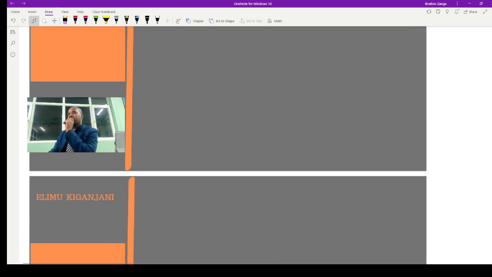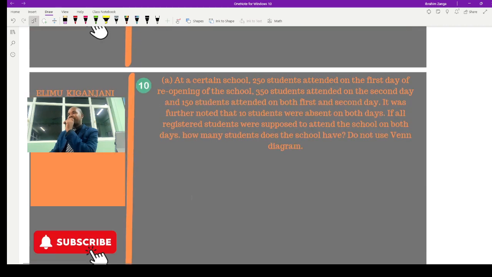Jumping to question number 10. We are now in the last question. At a certain school, 250 students attended on the first day of reopening of the school. 350 students attended on the second day, and 150 students attended on both the first and second day. It was further noted that 10 students were absent on both days. If all registered students were supposed to attend the school on both days, how many students does the school have?